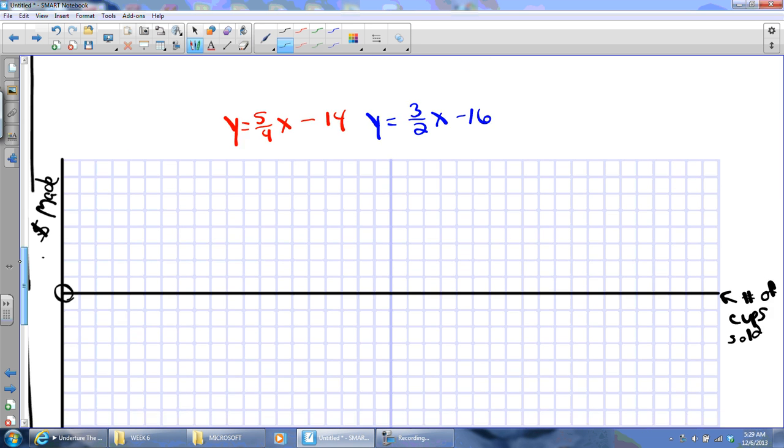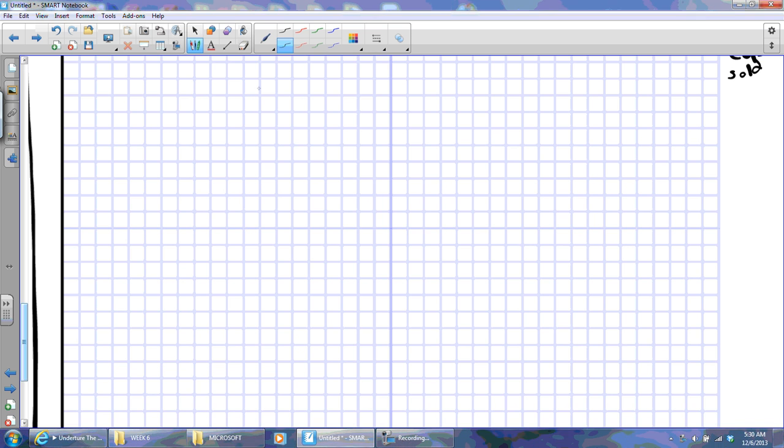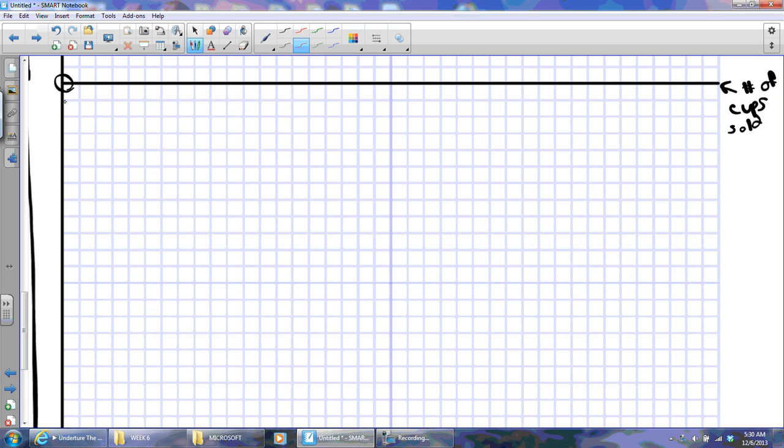Sheila, I need a negative 14 and then 5/4. So let's see here. 1, 2, 3, 4, 5. That might be helpful if I kind of mark. That's a negative 5, of course. 1, 2, 3, 4, 5. That would be negative 10. And then 1, 2, 3, 4, 5 would be negative 15. So Sheila's going to start right there. And then her graph is going to rise 5 and run 4.